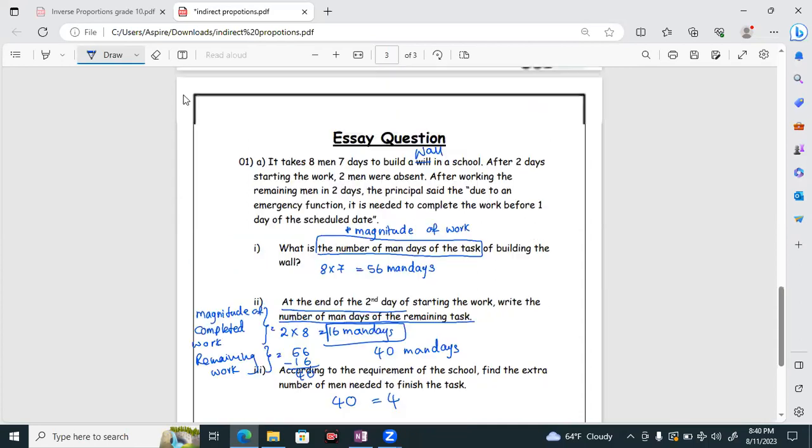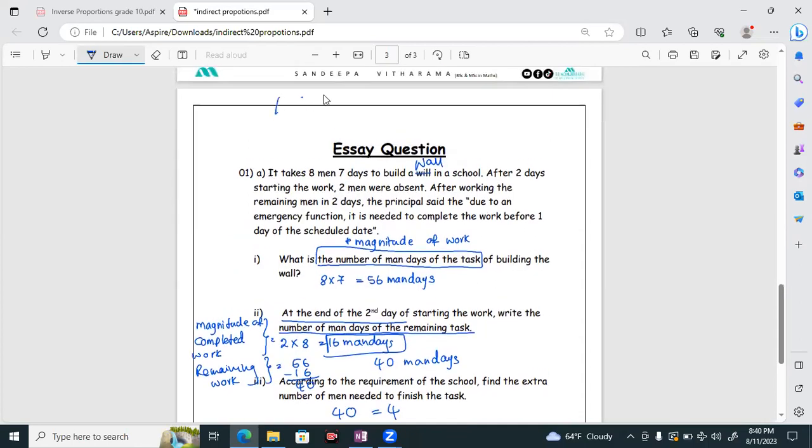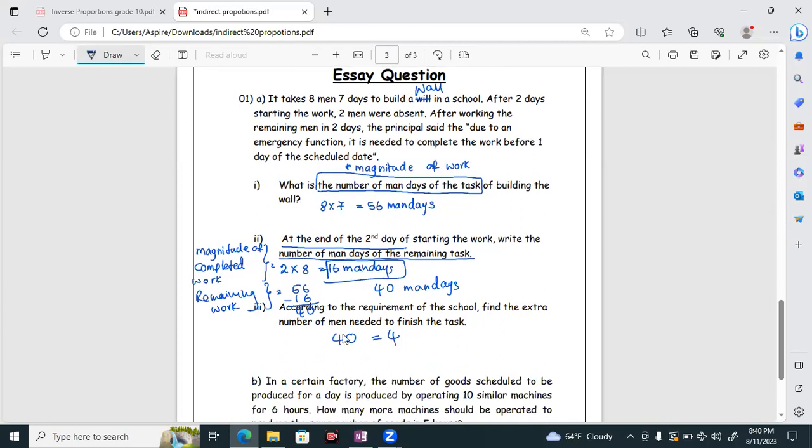Here, if I write 1, 2, 3, 4, 5, 6, 7, these are the days. Then 2 days have been completed. Now we would have to complete the work within 5 days. But the principal said that we need to complete this one day before the schedule. That means only 4 days remain to complete the work. To complete the work within 4 days, 40 man days remain. So how many men are needed? 10 men are needed.